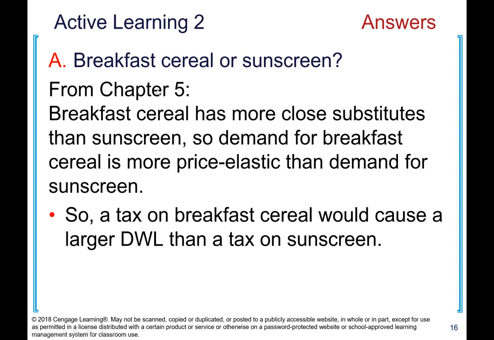Let's look at number A, breakfast cereal or sunscreen. From chapter 5, breakfast cereal has more close substitutes than sunscreen. So demand for breakfast cereal is more price elastic than demand for sunscreen. In other words, consumers have more choices in breakfast cereal. So a tax on breakfast cereal would cause a larger deadweight loss, as consumers will shift and buy some other stuff, than a tax on sunscreen.